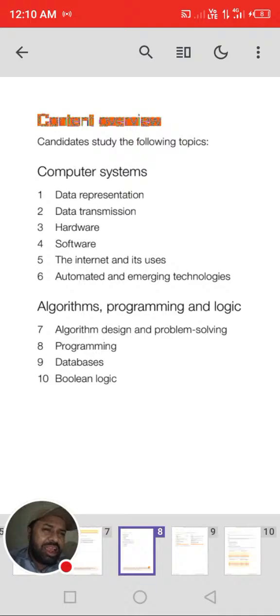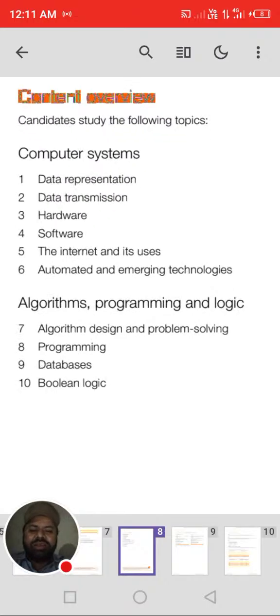Yes, and I think we can say computer systems is paper one as well. I will show you the marks, percentage and weightage as well. And then the next paper will be algorithms, programming and logic. What will it cover? Basically, it's the seventh point, and we can see algorithm design and problem solving.